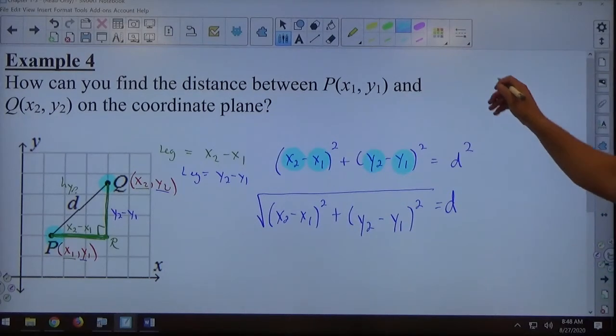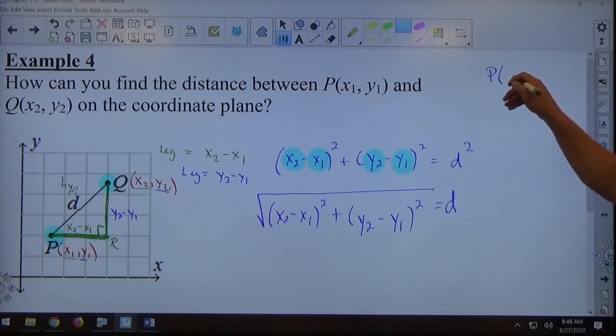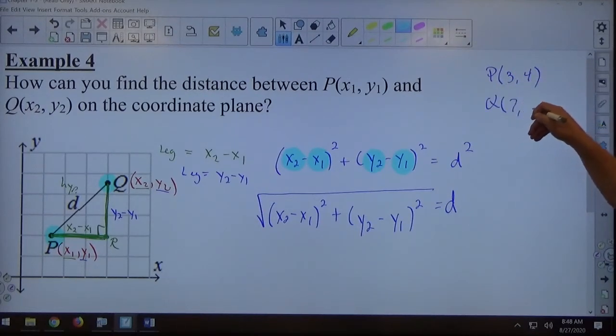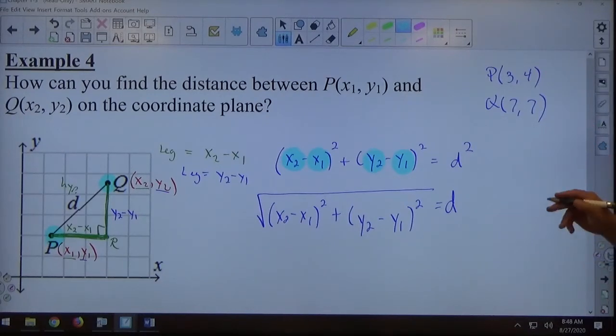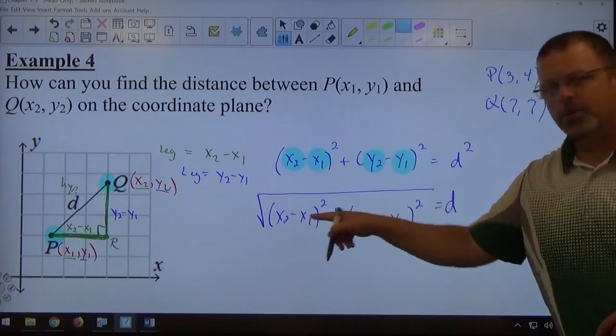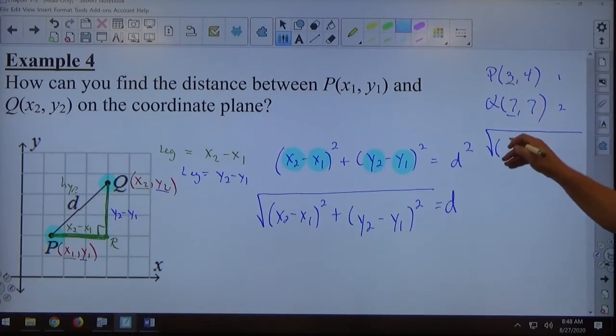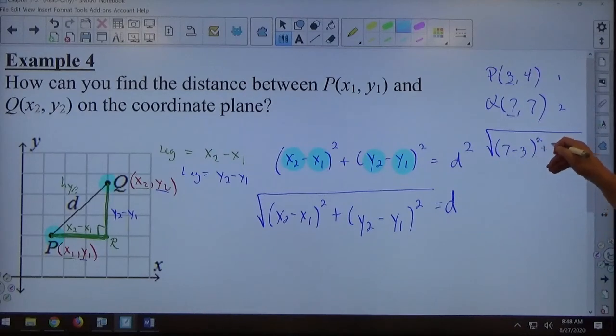For example, suppose I gave you a P of 3, 4 and a Q of 7, 7. Right? So this is the 2's and this is the 1's, right? Sub 2, sub 1, right? So I'm going to get the square root of, it's going to be (7 minus 3) squared plus (7 minus 4) squared equals D.